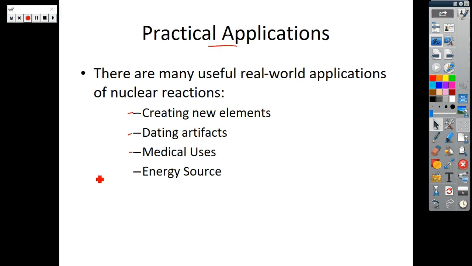In the medical field, probably the biggest subset of uses is in imaging. We need to be able to see what's going on inside the body, and so there's a lot of medical uses with that. And then finally, we've got energy sources, and we're talking about nuclear power, right? Okay, so we can delve into each of these things a little bit more, but those are the 4 main things that nuclear chemistry is used for.